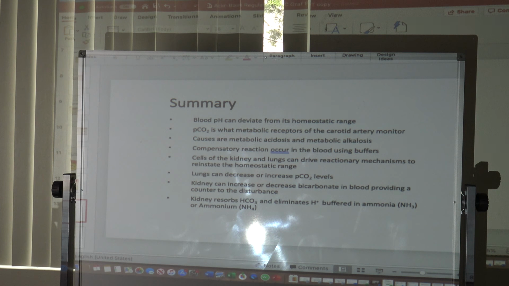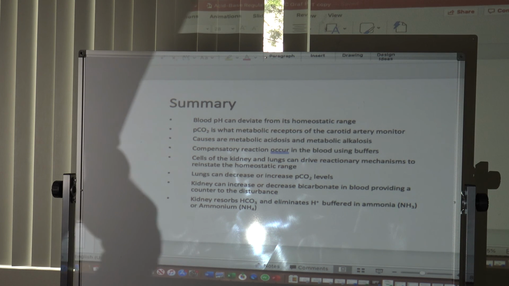And you saw the equation, the Henderson-Hasselbalch equation. That's the best way for you to get a feeling for this. A kidney, as we mentioned, can eliminate hydrogen buffered in ammonia or ammonium, but that's ultimately through urea release to the outside. So that in a nutshell ought to get you going.